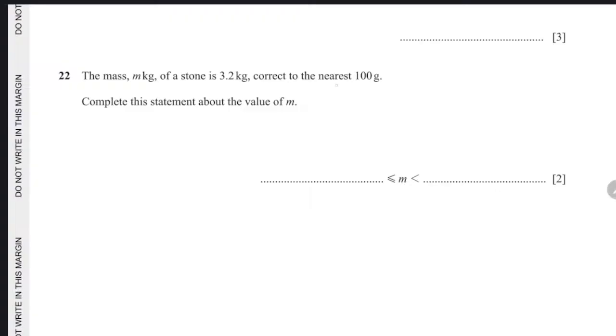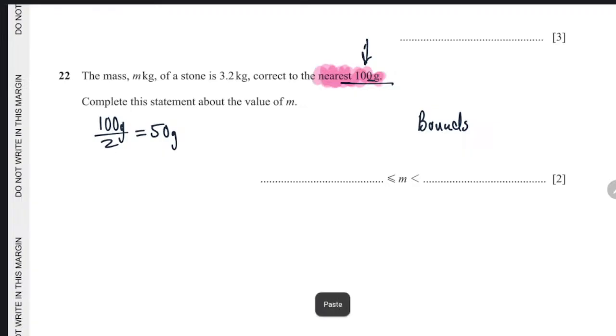All right, when you see them say correct to the nearest and they put something like this, that means they want bounds. Okay? So you take what they say to the nearest. Remember, once you see them say to the nearest, the first mark is from you taking what they said to the nearest and dividing it by 2. Okay? So here they say to the nearest 100 grams. You take that 100 grams, you divide it by 2, you get 50 grams. Okay? Then to find the lower bound, you subtract that from here.